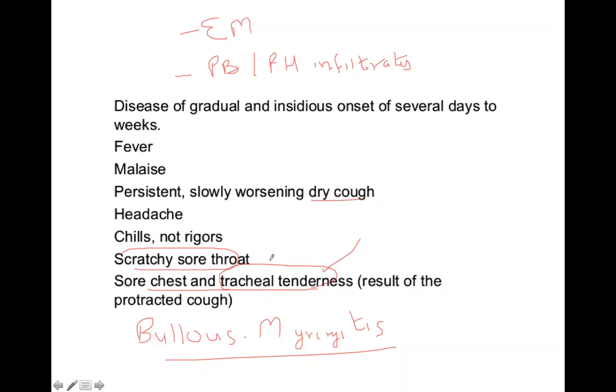Tracheal tenderness can also be seen in epiglottitis. In case of croup also we can have tracheal tenderness. So for mycoplasma, we will not go for a gram stain, we will go for a serological test, because it lacks a cell wall. So that's for mycoplasma pneumonia. Treatment is with antibiotics like macrolides, or generally we give respiratory quinolones like levofloxacin, gemifloxacin, or moxifloxacin. So that's for mycoplasma pneumonia.